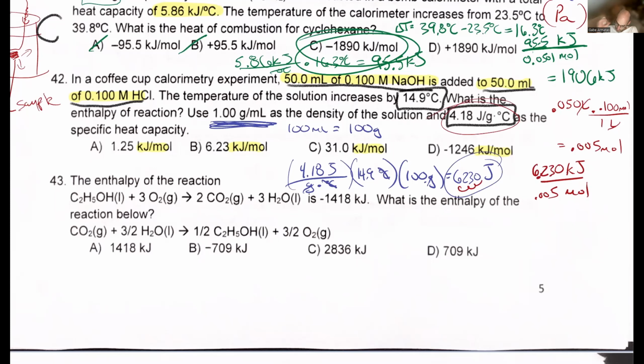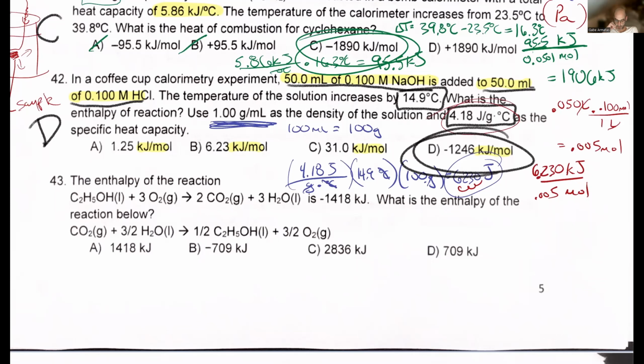So 6.23 divided by 0.005 gives me 1,246. And again, the energy is released. So we should have pretty much the only answer here. And so D for this one. Energy is released into the solution because it's heating up, right? It's an exothermic reaction. All right, next one.